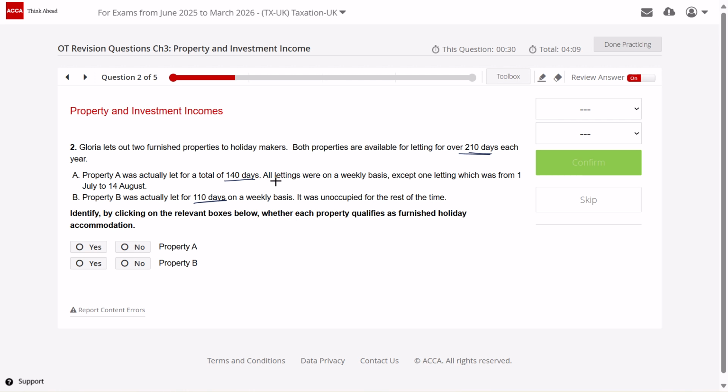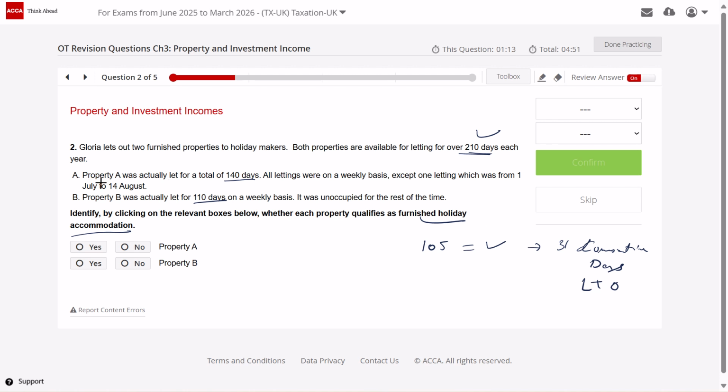Now, can I say in this, what do we need to identify? Identify by clicking on the relevant boxes below whether each property qualifies as FHA or not. Now, for FHA, 210 days is available, so this condition is satisfied. Another condition is, on an average, there should be 105 days for both the property. On an average, it should be actually let for 105 days excluding the period of long-term occupation. Now, what is long-term occupation? If any one person has occupied the property for more than 31 consecutive days, then it will be considered as long-term occupation.